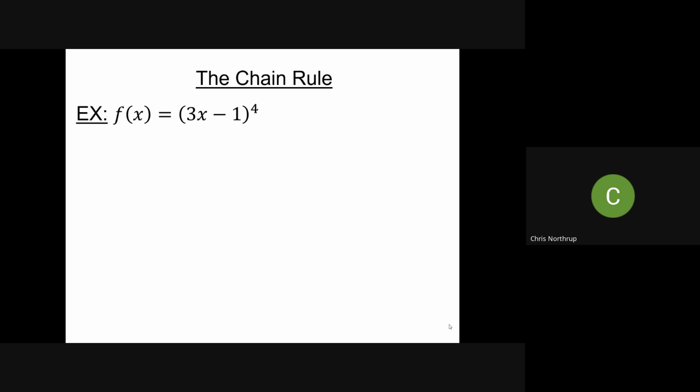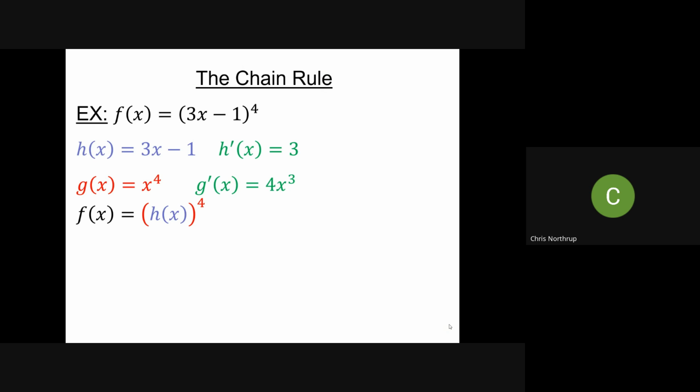So I'm going to show you sort of a long route, and then we'll see a shortcut. So first, let's identify h and g. It looks like 3x minus 1 is being plugged into the function x to the 4, because you could view f of x as h of x raised to the 4th power. In other words, g of h of x. So if I identify my h and my g, I can find my h prime and my g prime just using my power rule. And then I can plug right into the formula for the chain rule, g prime of h of x times h prime of x.